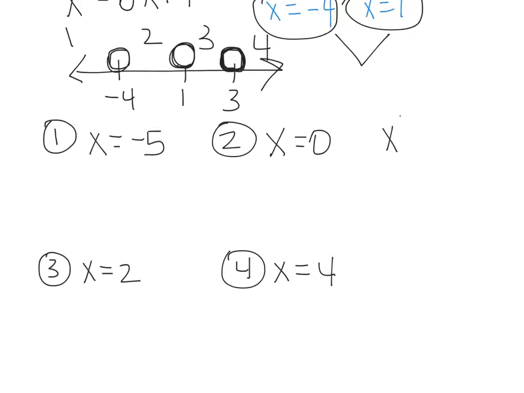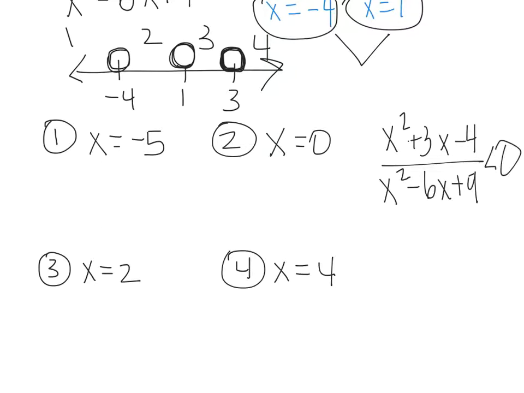The original equation was x squared plus 3x minus 4 all over x squared minus 6x plus 9 is less than 0. Now there is a little bit of a shortcut here. What you can do is plug the left side of the equation into your calculator and see what you get when x is -5. Then you can compare whether that is, in fact, less than 0 or not. So we can use our calculator to help us here.